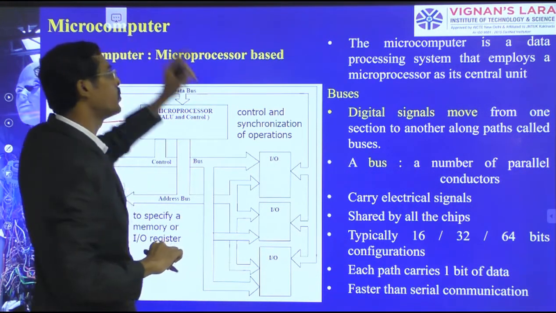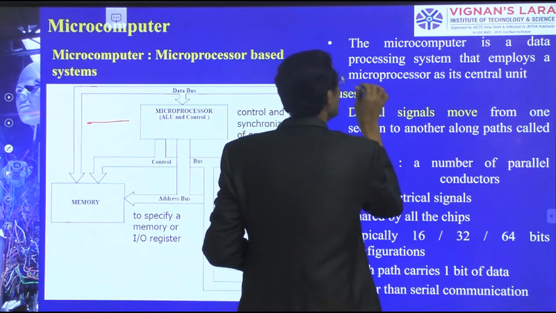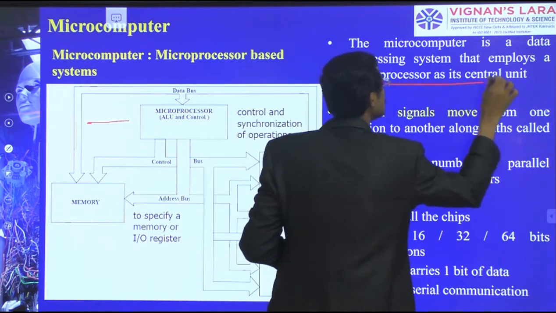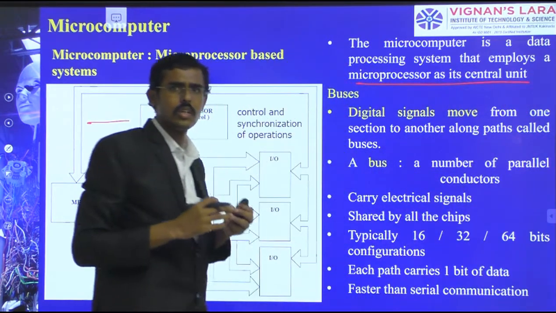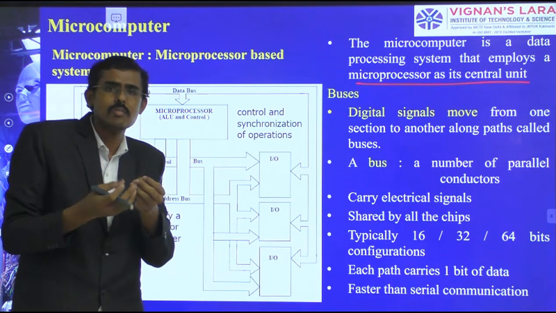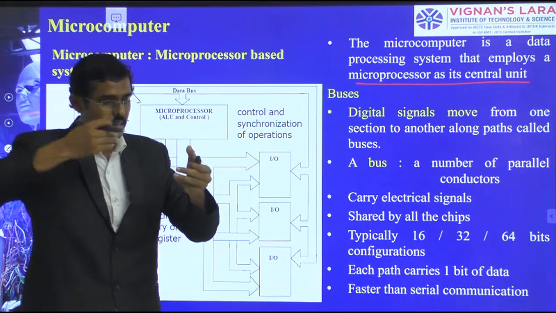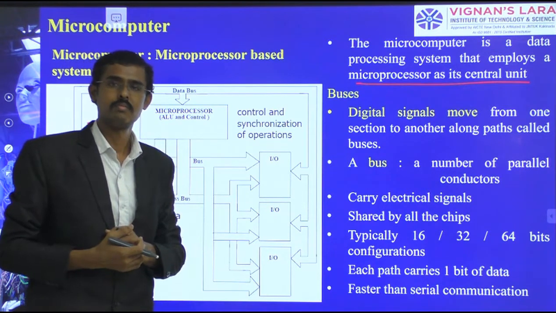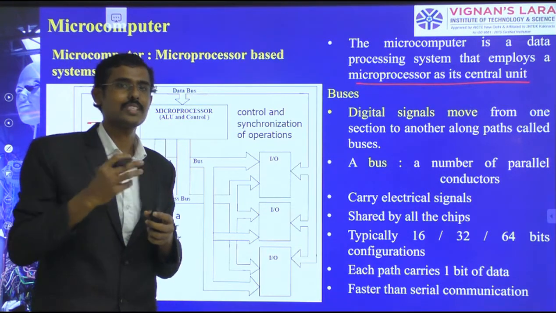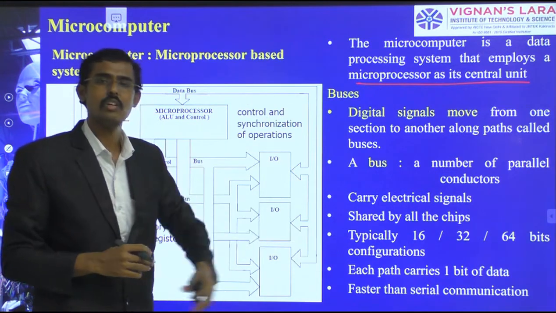Microprocessor to microcomputer. A microcomputer is a data processing system that employs a microprocessor as its central processing unit. So it is like a mini computer. A microcomputer is nothing but a mini computer that does some specific task and contains an inbuilt microprocessor, for a single task like that. So there are other variables I want to define here.